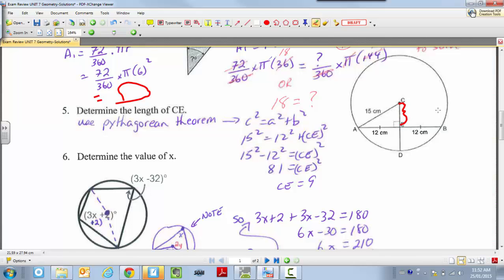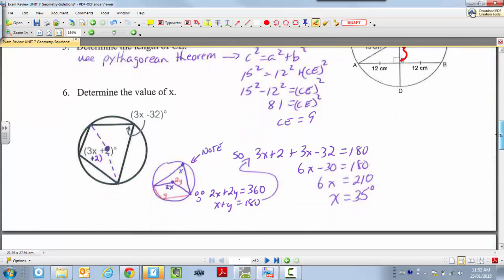And so really the fact that there's a circle here at all is just kind of a distractor. I have a 15 centimeter hypotenuse, a 12 centimeter base. I need to find the height of my triangle, and so it's a Pythagorean theorem question. Okay, so again, nothing really circle related there other than the fact that the diagram was used to help us establish our values.